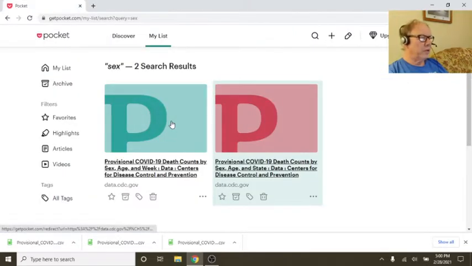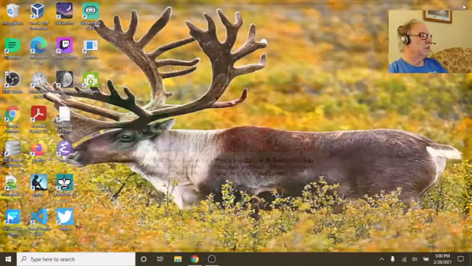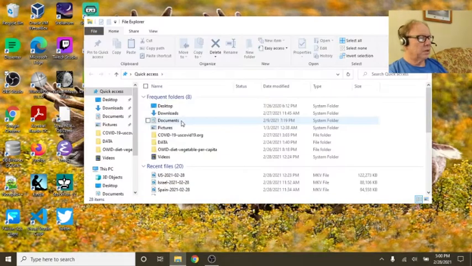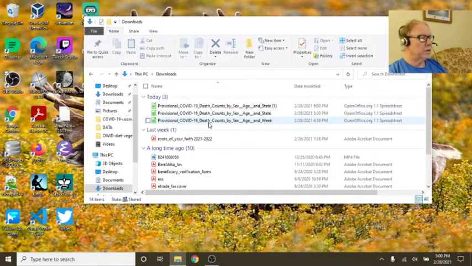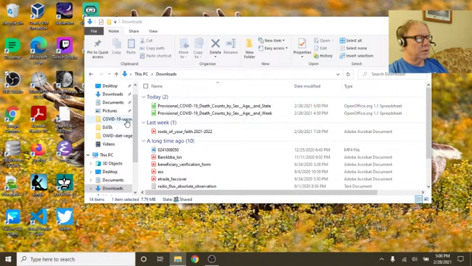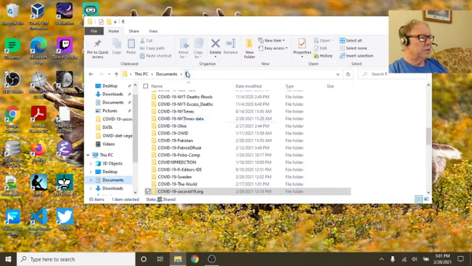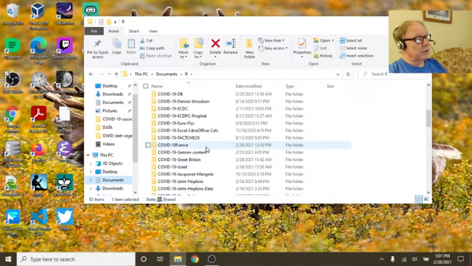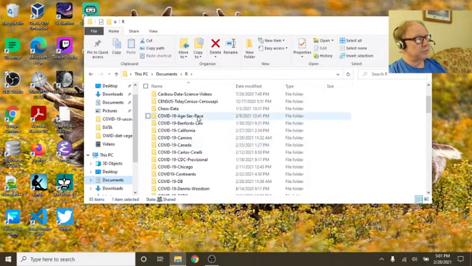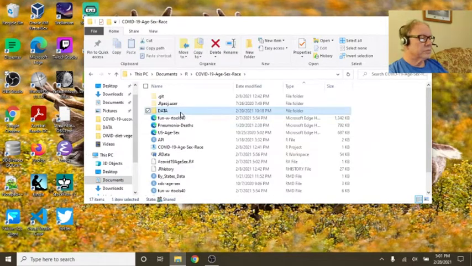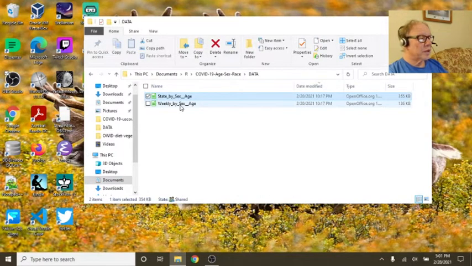So what's the other one we have over here? See, provisional COVID-19 death counts by sex, age, and week from the Centers for Disease Control. Let's go over here then. Let's come down to age and sex, state and week.